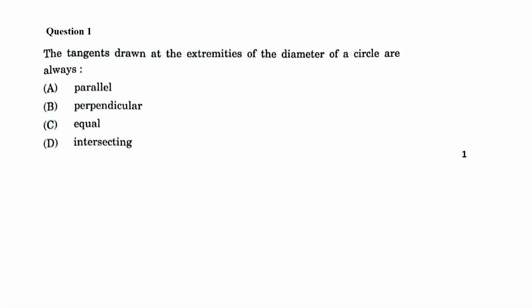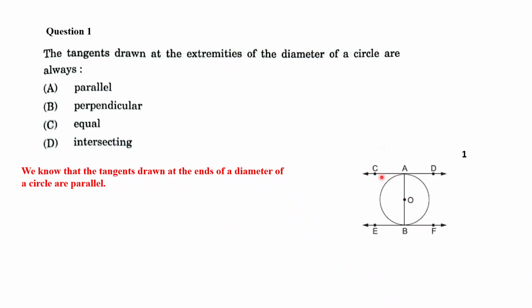Question number 1. The tangents drawn at the extremities of the diameter of a circle are always parallel, perpendicular, equal or intersecting. We have already studied one proof related to this, isn't it? We know that tangents drawn at the ends of a diameter of a circle are parallel. Let's see the figure also. Here AB is the diameter and the tangents are drawn at A and at B. Both the tangents will always be parallel. Please go through this proof also, because many times this type of proof also comes in the exam.